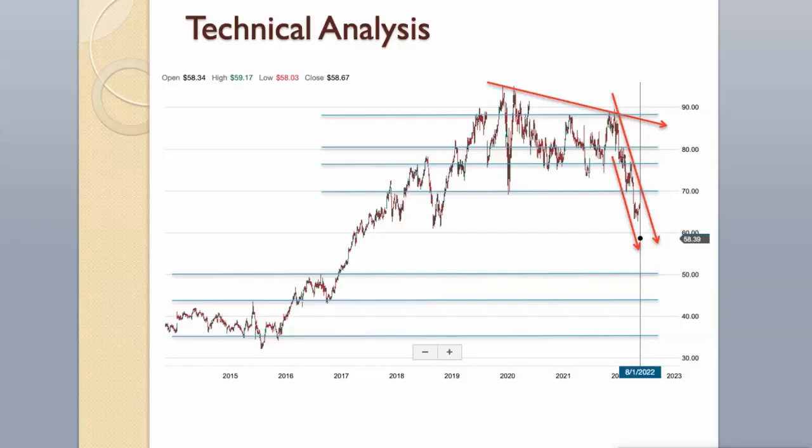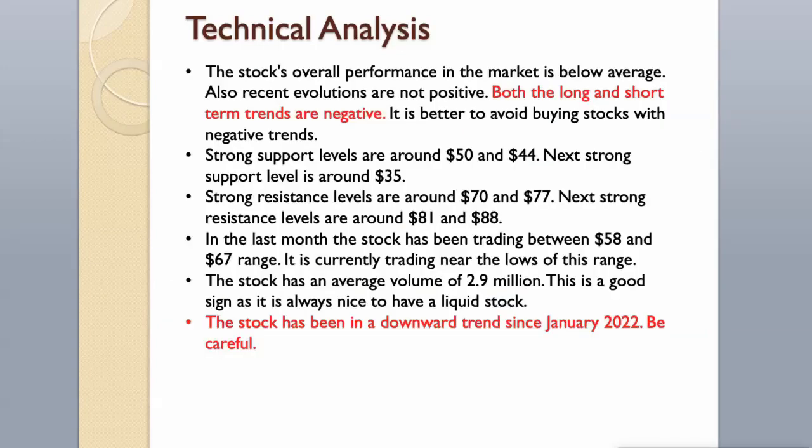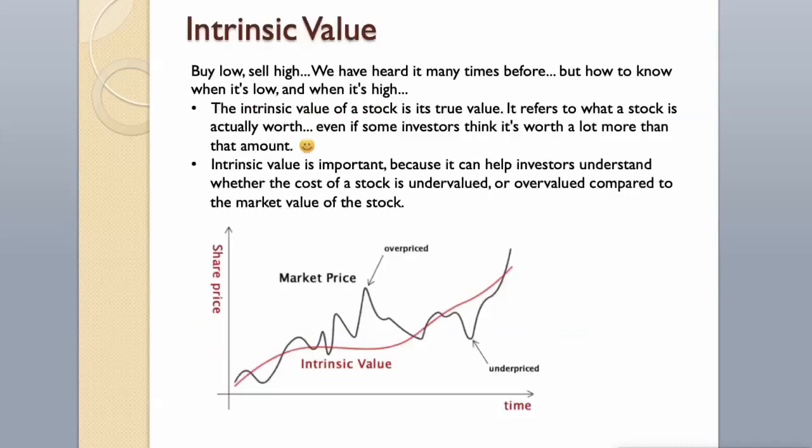In the last month the stock has been trading between $58 and $67 range. It is currently trading near the lows of this range. The stock has an average volume of 2.9 million. This is a good sign as it is always nice to have a liquid stock. The stock has been in a downward trend since January 2022. Be careful.